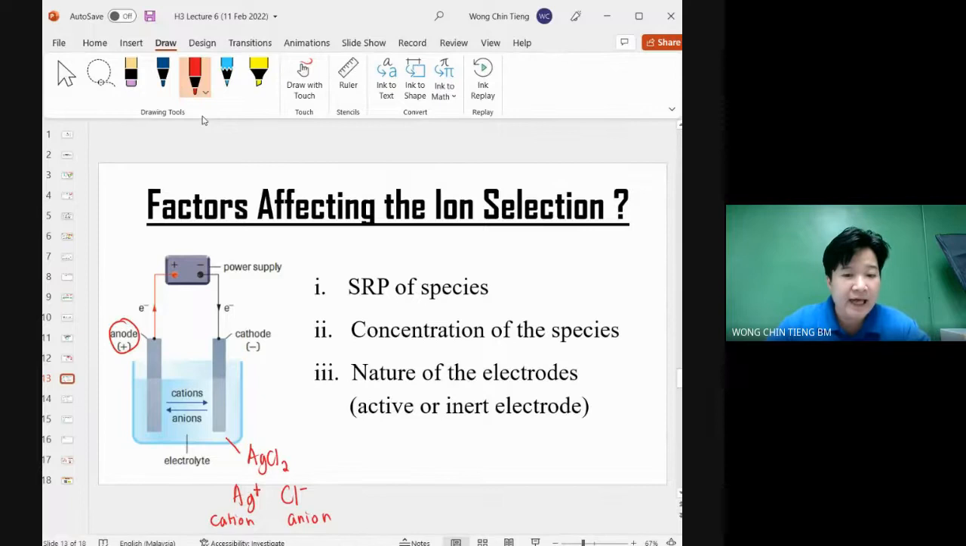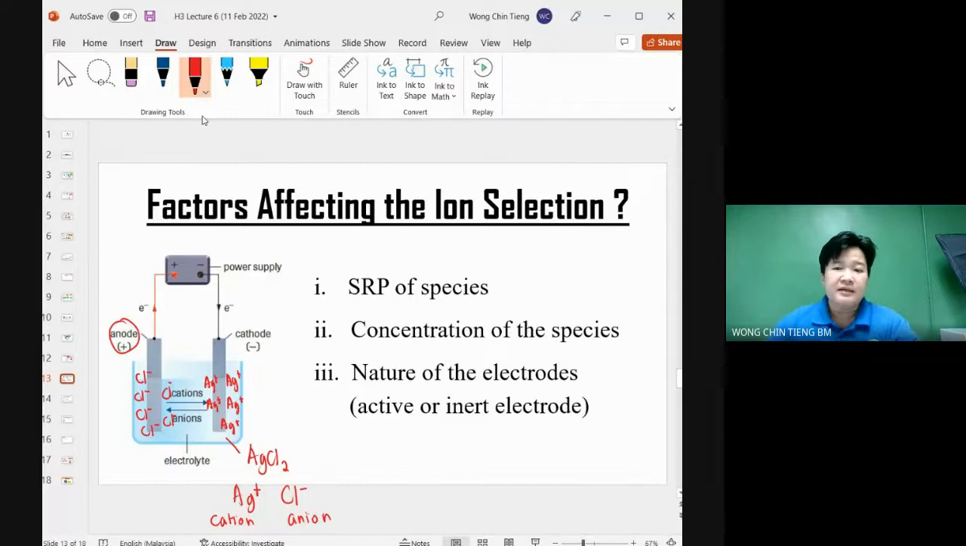So Cl- akan penuh kat tepi ni. Anion tu akan penuh kat tepi ni. So siapa duduk kat cathode? Your cation. So Ag+ akan duduk penuh kat sini. Alright? Okay, Ag+ akan duduk penuh kat tepi ni.